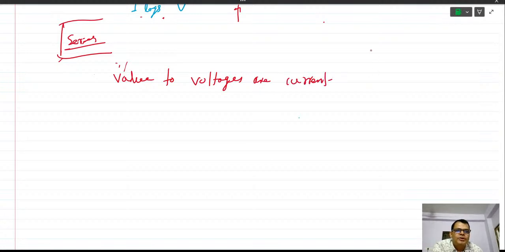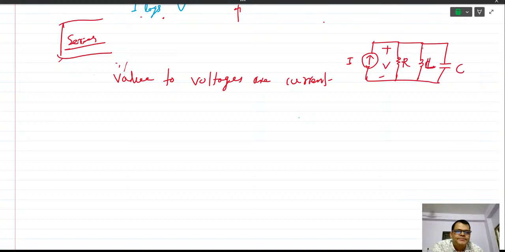For reference, I will draw the circuit once again. This is your I, this is your V, this is your R, this is your L, and this is your C. This is your IL, because V is constant, and I, IC, and IR. Clear?